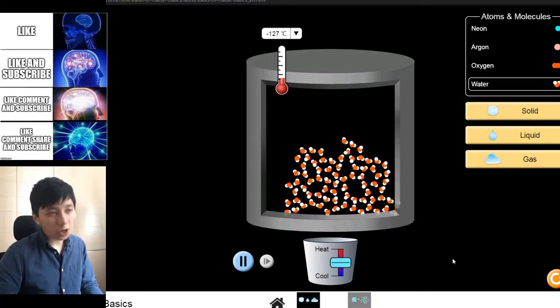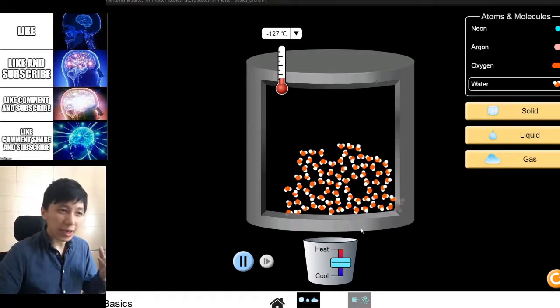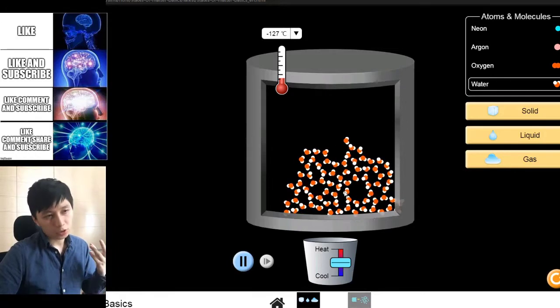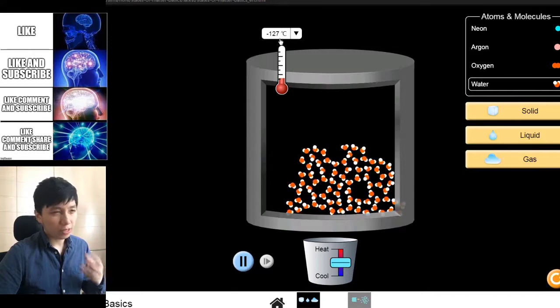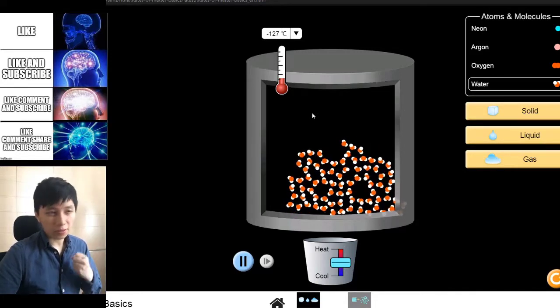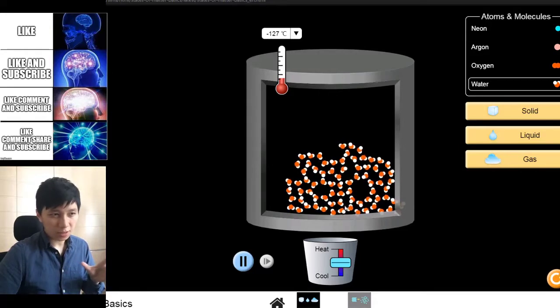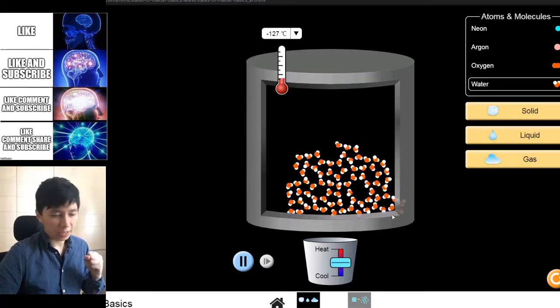So according to your common sense, you know that the water, more precisely H2O here, should be ice because now it's negative 127 degrees Celsius, and the icing point or freezing point is 0 degrees Celsius. So here, this is how the atomic view of the ice looks like.